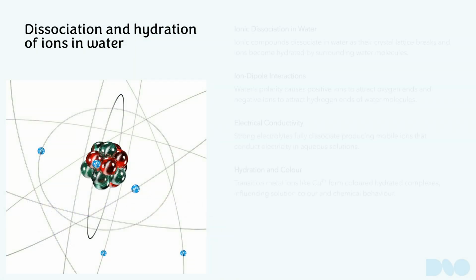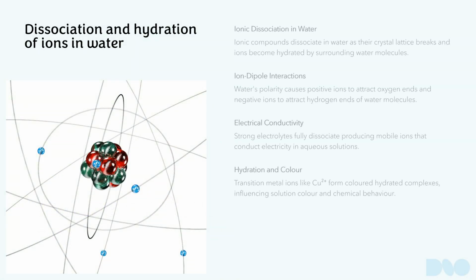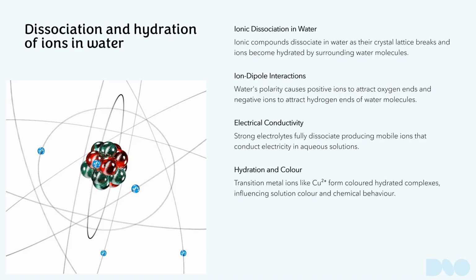Dissociation and hydration of ions in water. When an ionic compound dissolves in water, its crystal lattice breaks apart and the ions become surrounded by water molecules, forming hydrated ions. This process is known as dissociation and is fundamental to understanding reactions in aqueous solution.